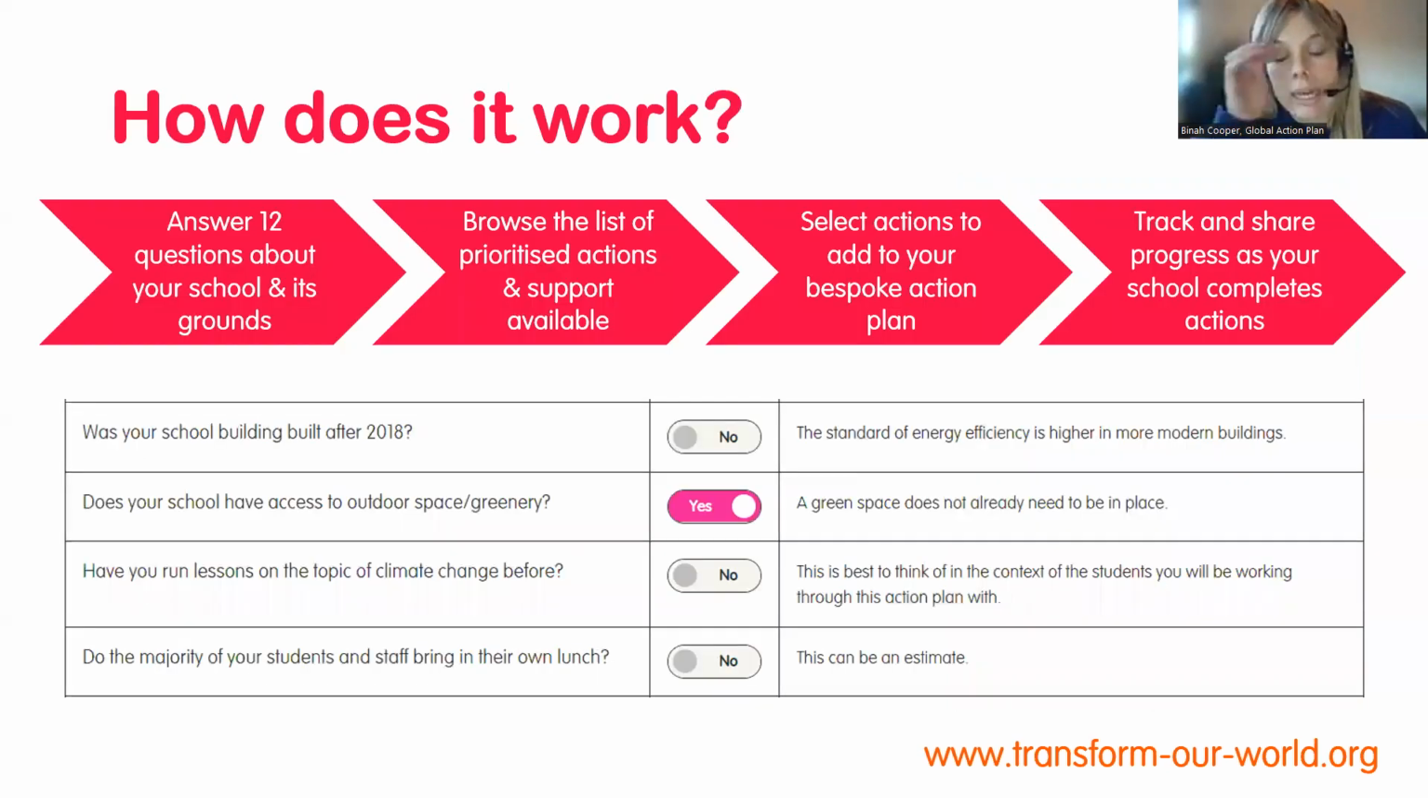So how does it work? On our website, you can go to the tools section on the Transform Our World website and click on Schools Climate Action Planner. And initially you're asked 12 questions around your school.